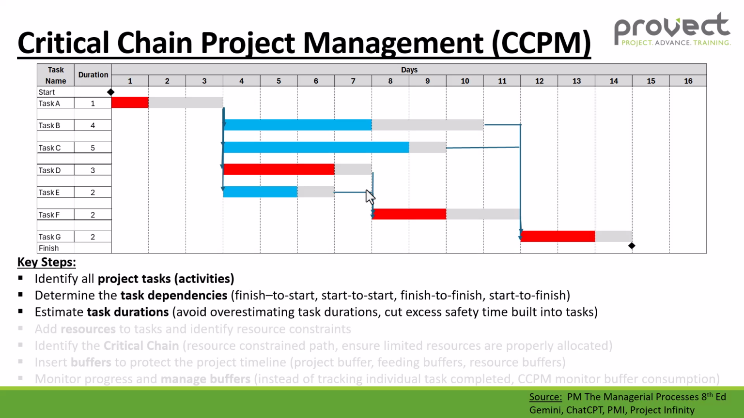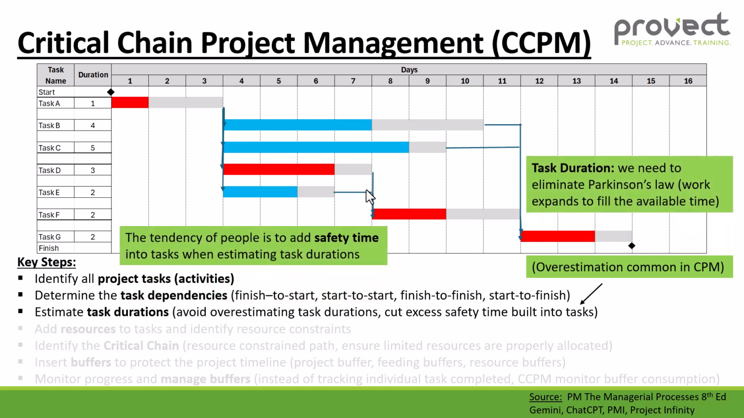We need to make sure to avoid overestimating task durations, and we need to cut excess safety time that's built into tasks. Overestimation is very common in our critical path method, and the tendency of people is to add safety time into tasks when estimating task durations. So your task duration, we need to eliminate our Parkinson's law, which says that work expands to fill the available time. So let's have a look at our example.